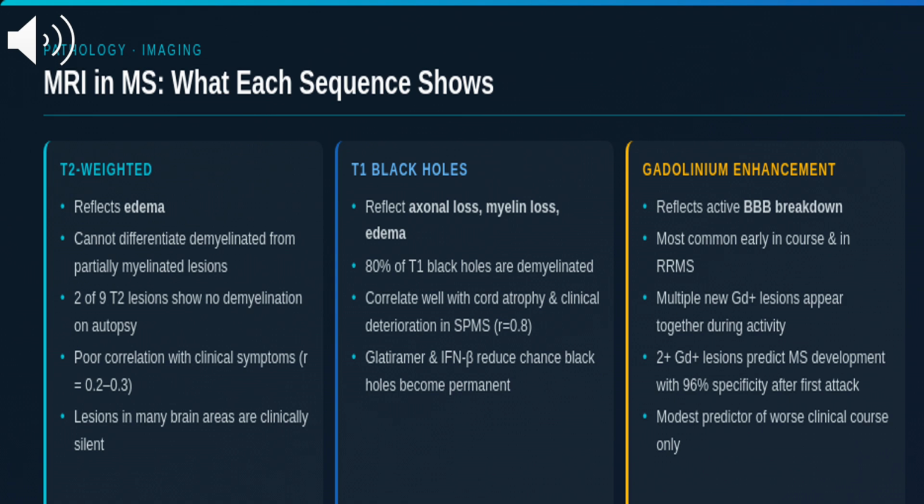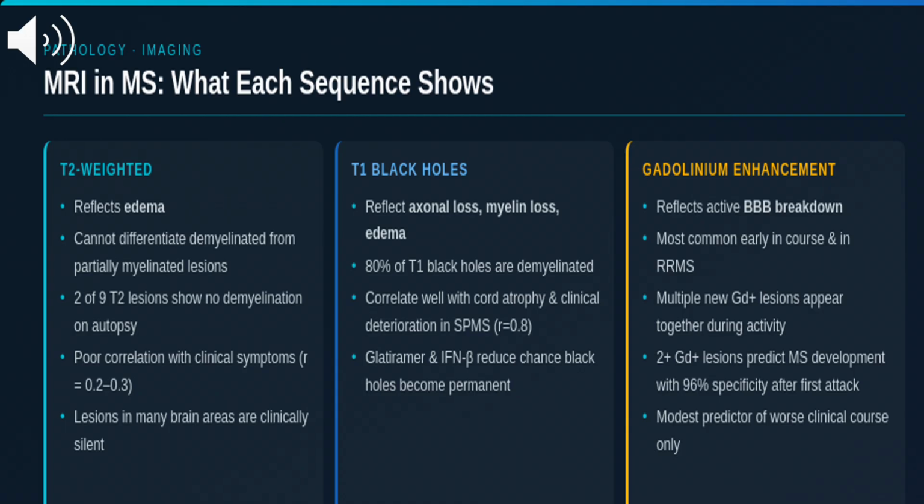T2-weighted MRI detects edema. It shows us where water content is increased, which occurs in acute inflammation, demyelination, axonal loss, and remyelination all at the same time. This is why T2 lesions are sensitive but not specific for any particular pathological process.